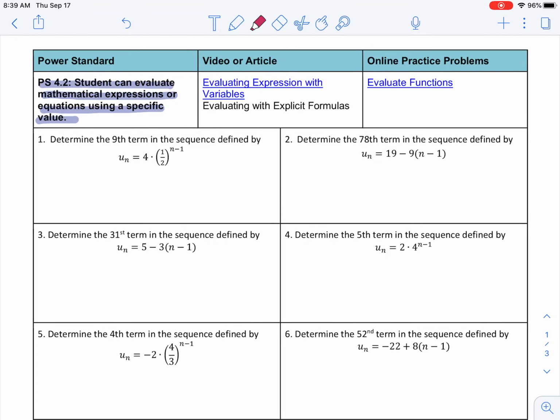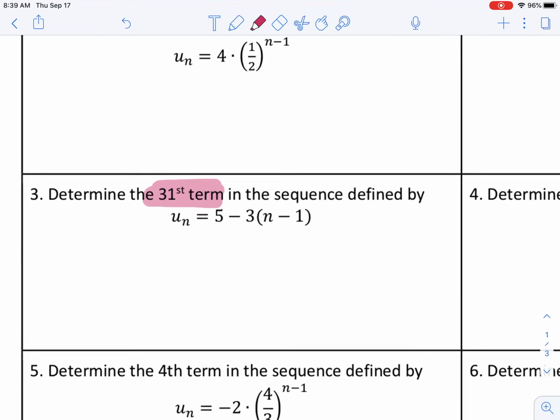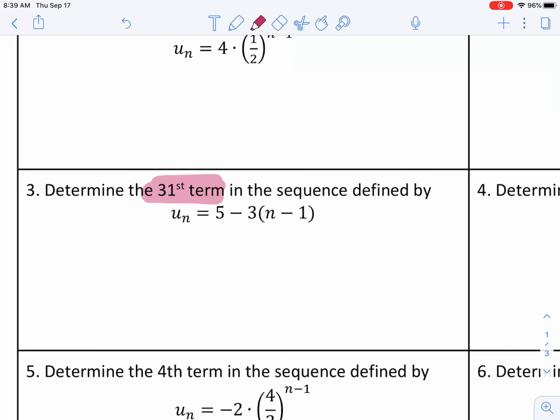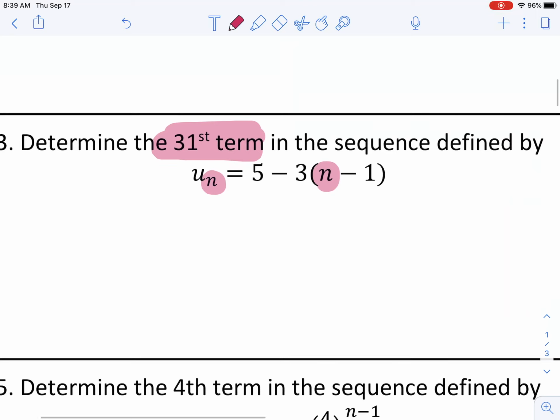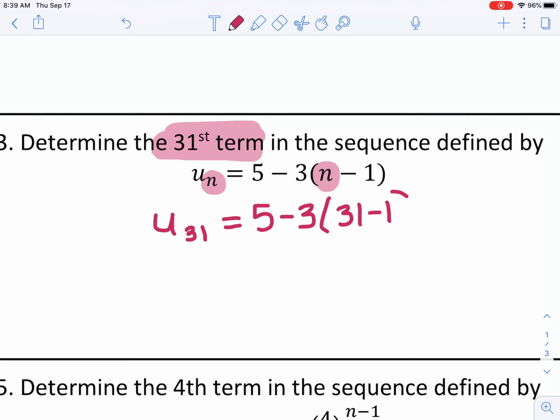Number 3 says, determine the 31st term in the sequence defined by u sub n equals 5 minus 3 times the quantity of n minus 1. As you notice, we're looking for the 31st term, and you're going to sub that into the n values. As I'm doing this, you should be copying this onto your paper: u sub 31 equals 5 minus 3 times the quantity of 31 minus 1.